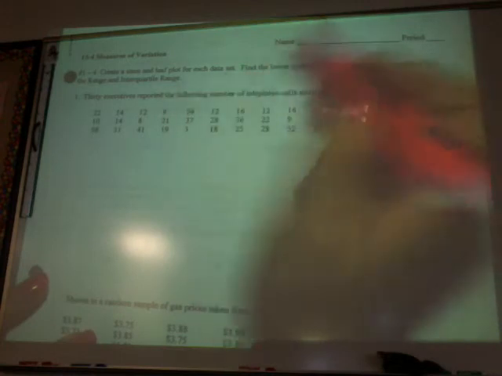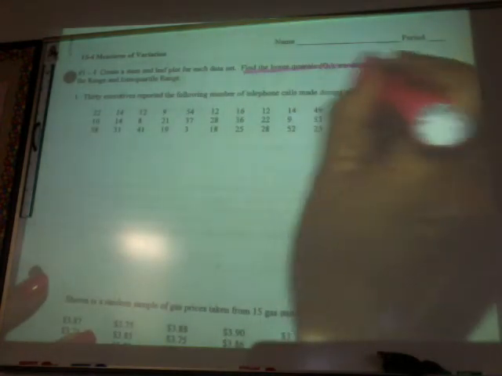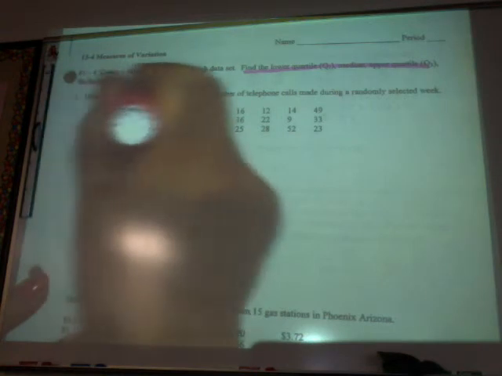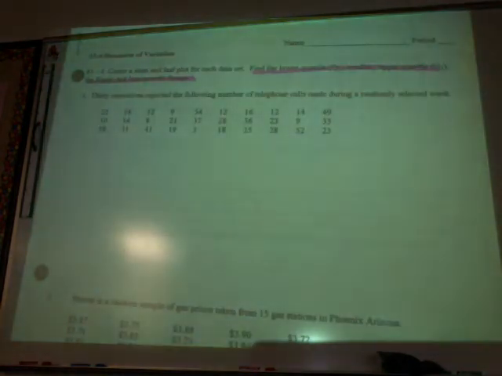After we create our stem and leaf, you're going to find the lower quartile, the median, the upper quartile, the range, and the interquartile range. So you already should know what the range is from the other day. But what's the first thing you think we should do?